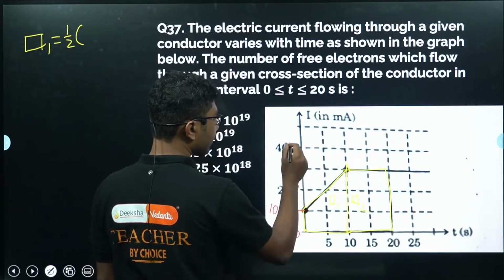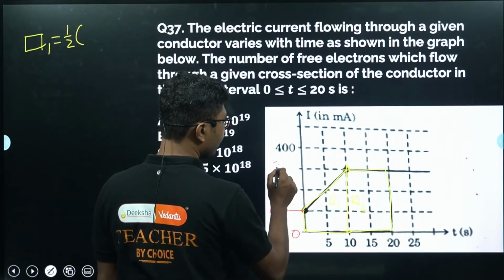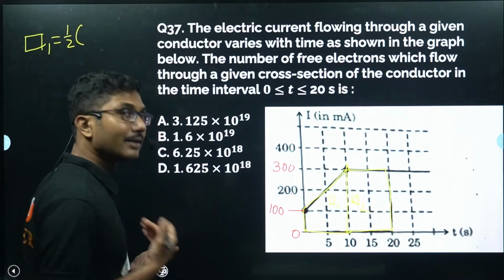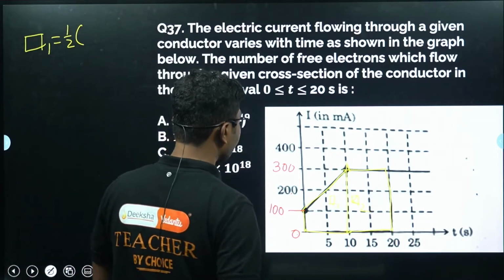Now this is 200, this is 400. So what is the midpoint? Midpoint should be 300. Okay. These things you have to understand from the graph. If you have understood this, then you will be able to solve this.